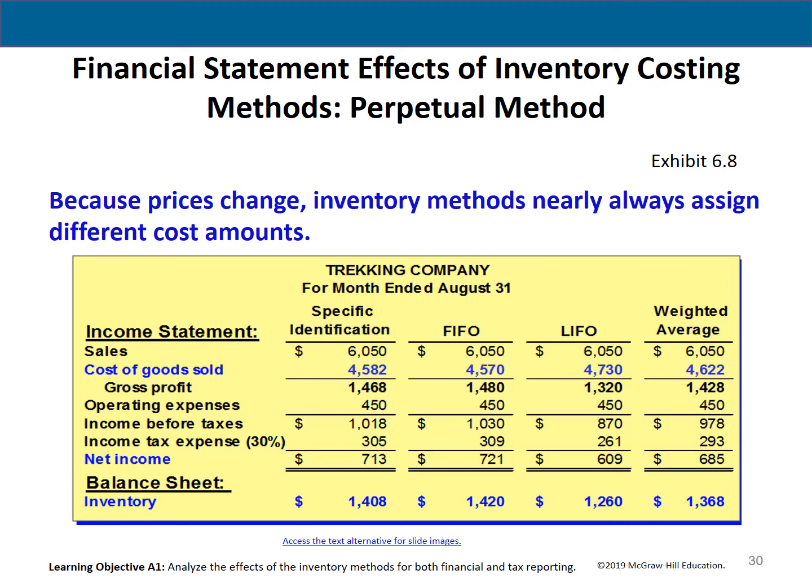Take a look across the bottom, right? Even with specific identification. So, choosing a method, if you want the highest income, you may choose FIFO.